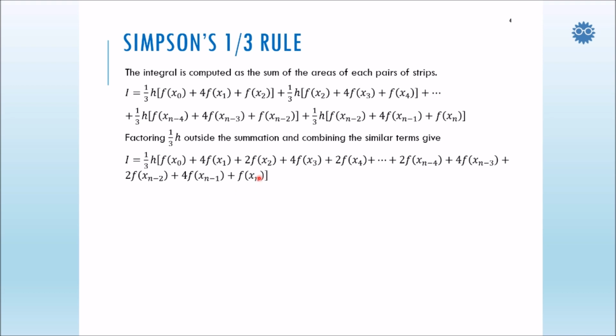We should notice that n should be an even number, because we are going every two strips, so normally n should be an even number. That means n minus 1 is an odd number. That means all values of the function which correspond to x's having odd subscripts should be multiplied by 4. The third thing we should notice here is that the values of the function corresponding to x having even subscripts are multiplied by 2. So in this way, we have this formula.